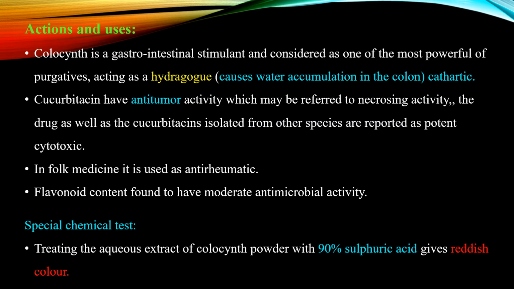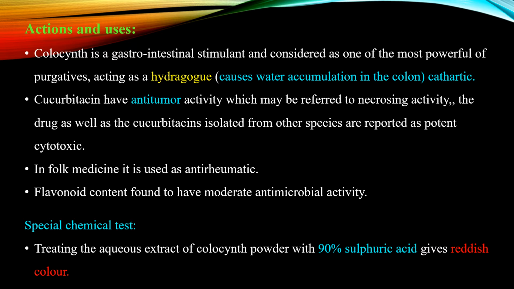Uses of colocynth. Colocynth is used as a gastrointestinal stimulant, producing a drastic hydragogue-cathartic effect due to the presence of resin, increasing excretion of water with stools. The cucurbitacin has anti-tumor activity due to the necrotic effect of the compounds on the cell. So the cucurbitacins have a strong cytotoxic effect.